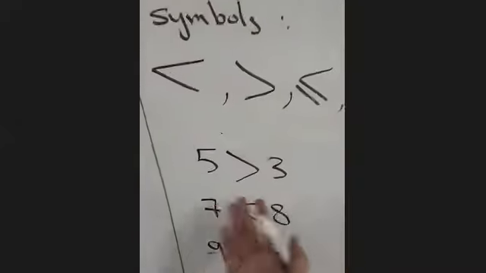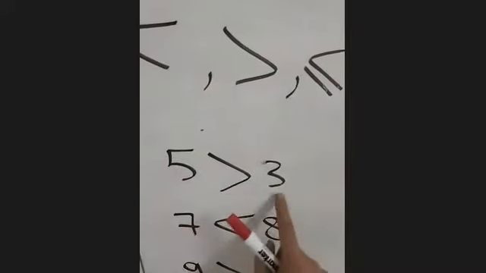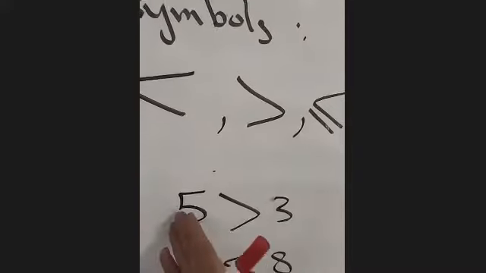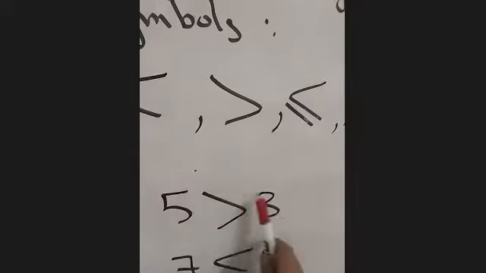So how do we read this one? We say 5 more than 3, or we can say 5 greater than 3, and we can say 3 less than 5. So we can read it from 5 and we can read it from 3. The one which is open to is the greater. So here we say 5 more than 3 or 3 less than 5. Here we can say 7 less than 8, or we can say 8 more than 7.